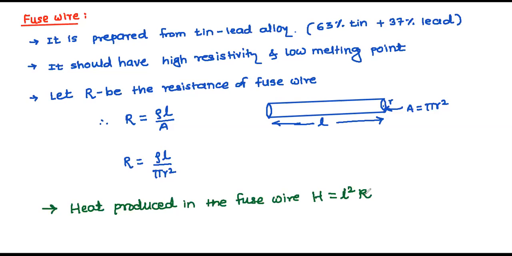Now what I am doing, this R value I am replacing here, so therefore H is equal to I square into rho L by pi r square, which is equal to rho L into I square by pi r square. First note down this.